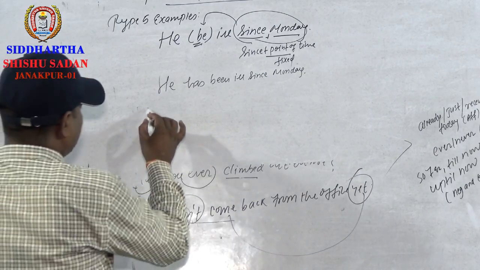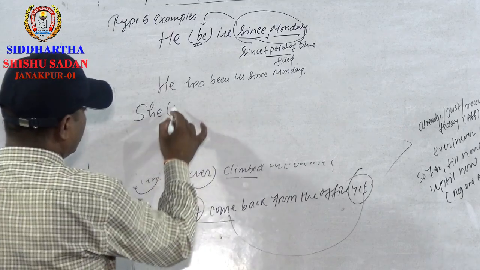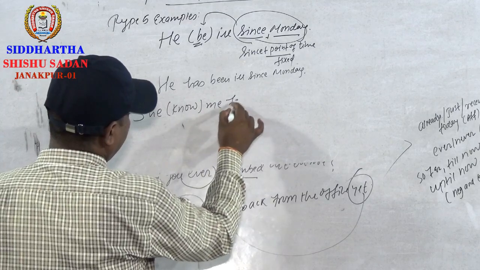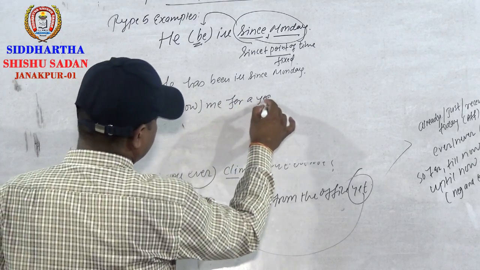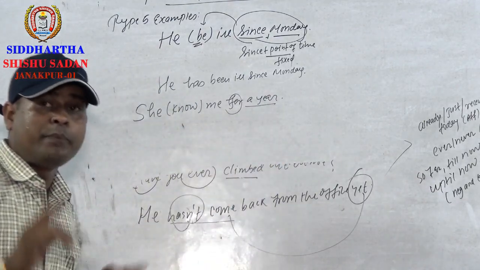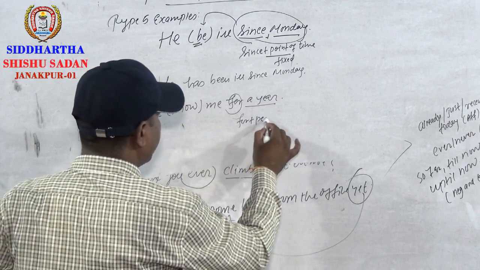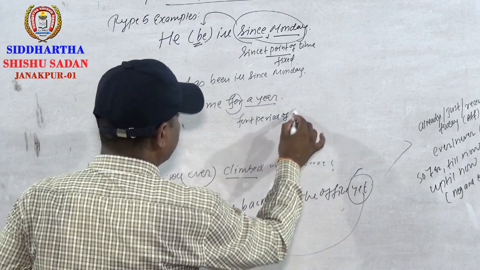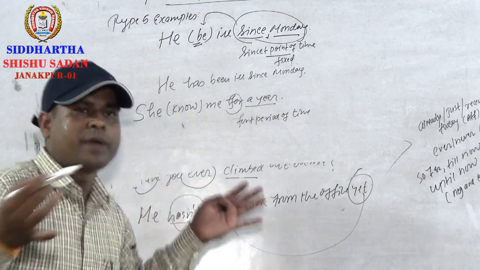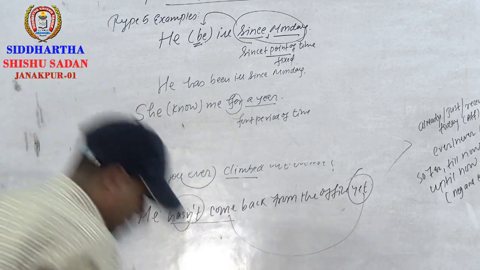Number 2. She (know) me for a year. Just here, for plus which time is this? Period of time. For plus period of time. Period means a group of time here. Period means a group like 1 year, 2 years, 2 hours, 5 hours, 5 days, 6 days. Such time is known as a period of time. Okay?